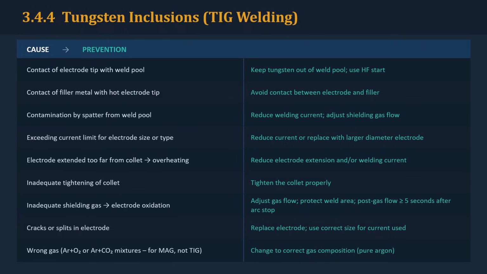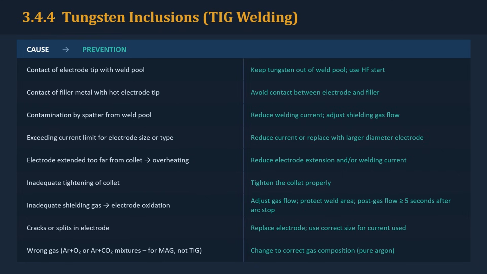Tungsten inclusions are associated with TIG welding. The most important radiographic characteristic is that tungsten can appear bright or light because tungsten is significantly denser than the surrounding steel weld metal. This is the opposite of the typical dark appearance of slag inclusions.